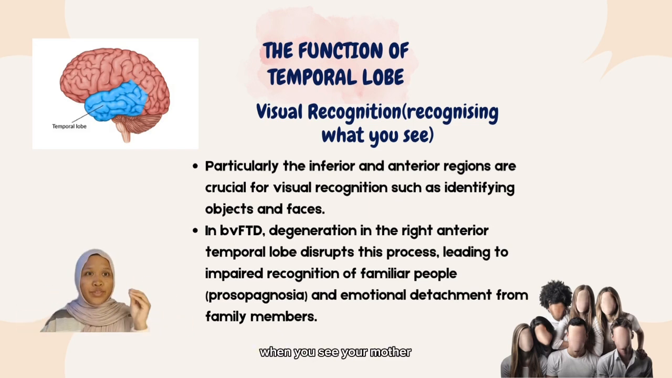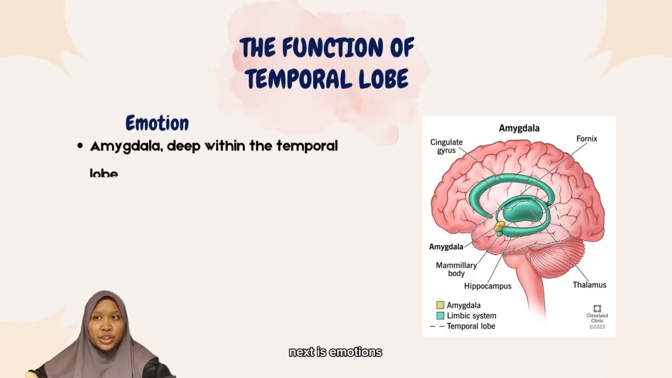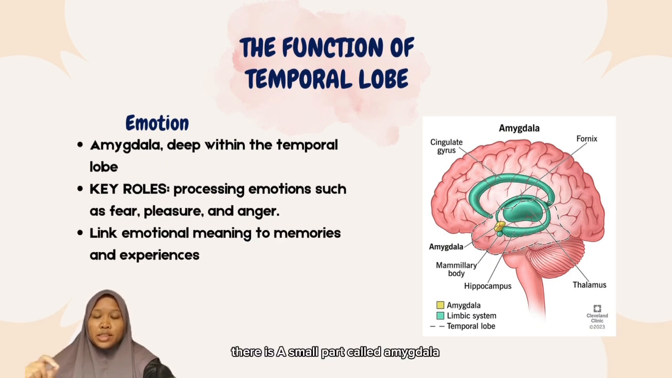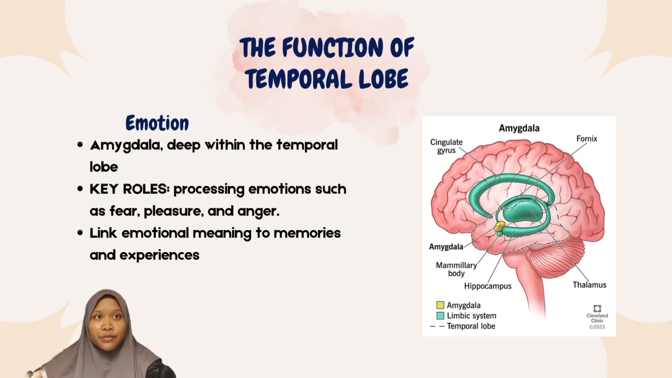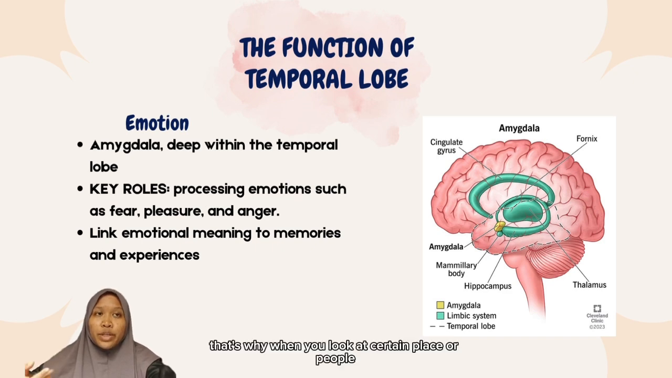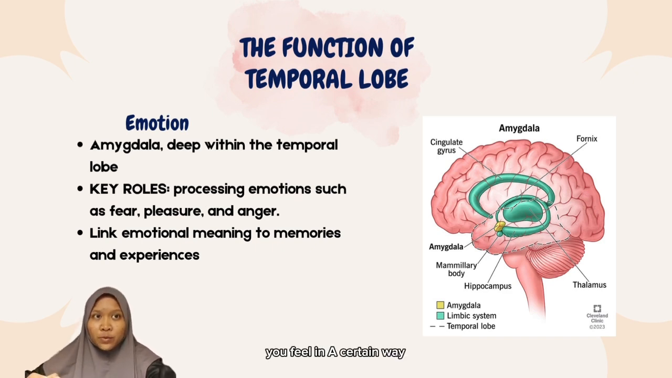Let me give an example. When you see your mother, your eyes help you see the face, but this part of the brain tells you, oh, this is your mother, this is your father, this is your boyfriend or girlfriend. So when you see someone, you're not just seeing a face, you're recognizing who the person is. Next is emotions. Inside the temporal lobe, there is a small part called the amygdala. The amygdala helps you feel emotions like anger, fear, and happiness. It also connects feelings to memories. That's why when you look at a certain place or person, you feel a certain way.